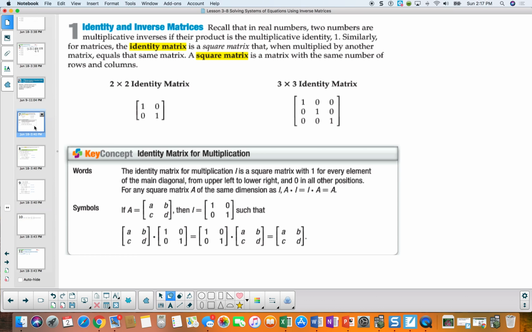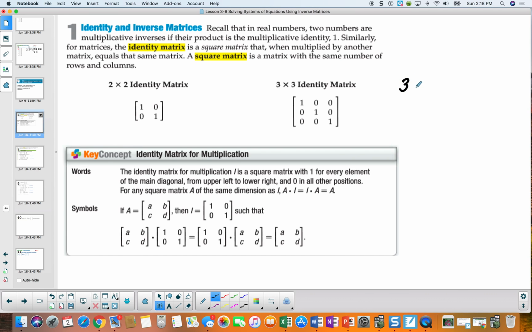First, let's take a look at the identity matrix. For a 2x2, the identity matrix looks like this. This diagonal is all ones, everything else is zeros. On a 3x3 matrix, this diagonal's ones and everything else is zero. Now in multiplication, the identity is, let's go ahead and talk about that.